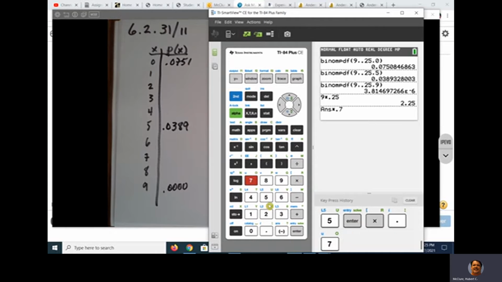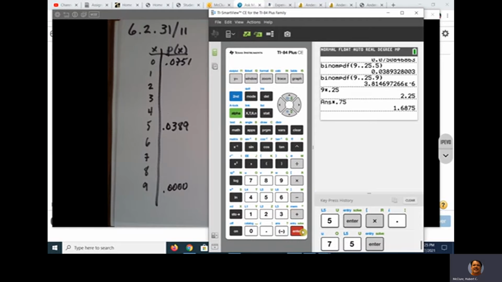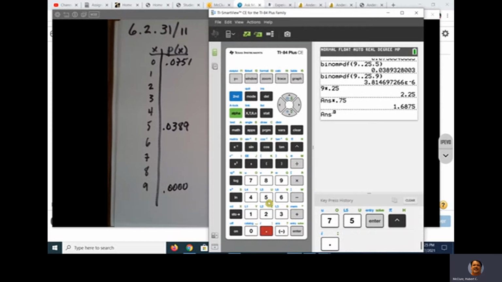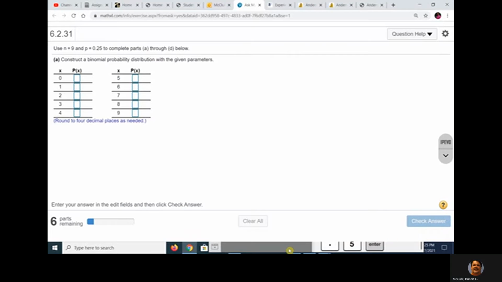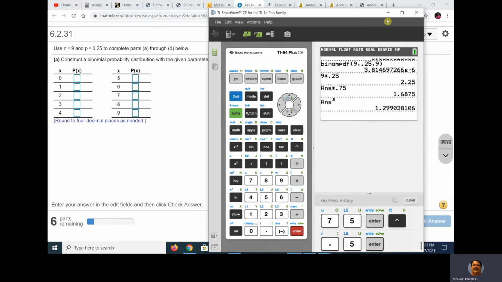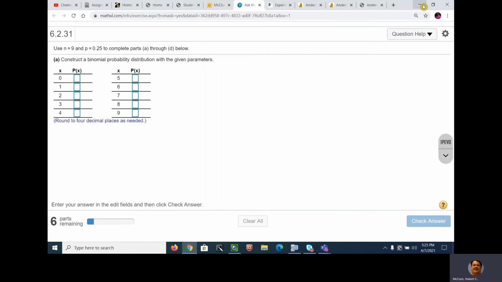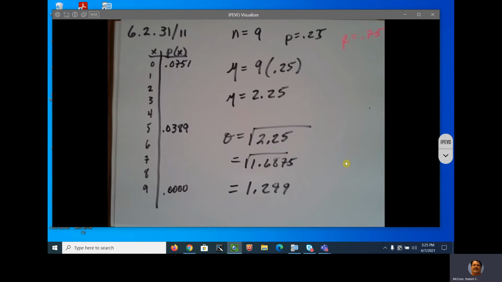And the standard deviation is equal to the square root of 2.25 times 0.75. And I'm going to raise that to the 0.5 power. I get 1.299. So if you're doing it by hand, you don't even have to touch the calculator. There's everything you need.